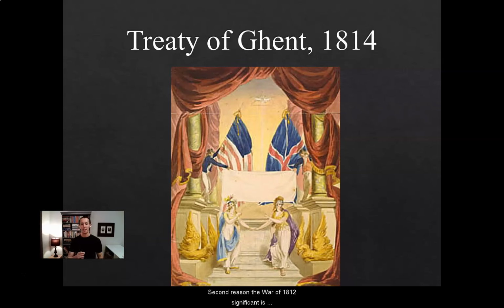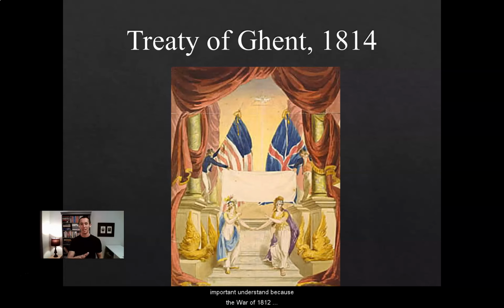Second reason the War of 1812 is significant is it fundamentally changed the Republican Party. The Republican Party, under Jefferson and Madison, had supported a small government, cutting the military down, generally not being military prepared. It was against Hamilton's economic programs, against taxes, against debt. And who could Madison blame for the War of 1812? Only Republicans and Republican policies.